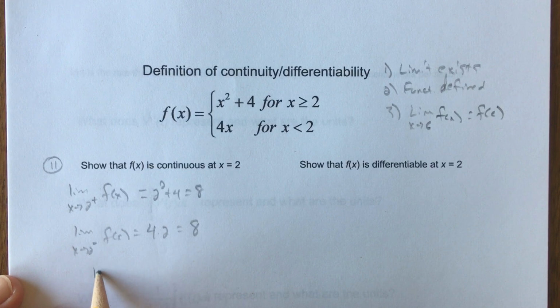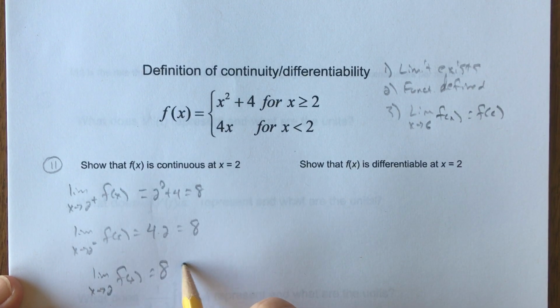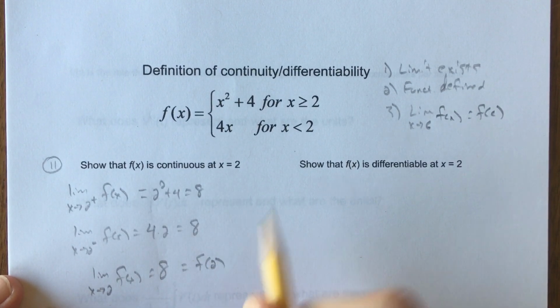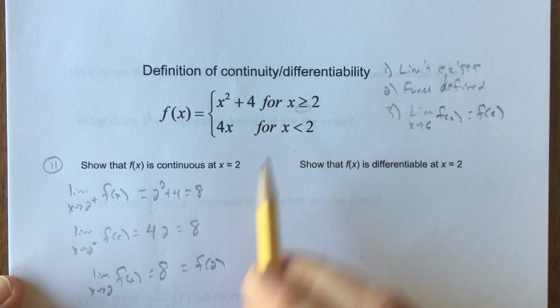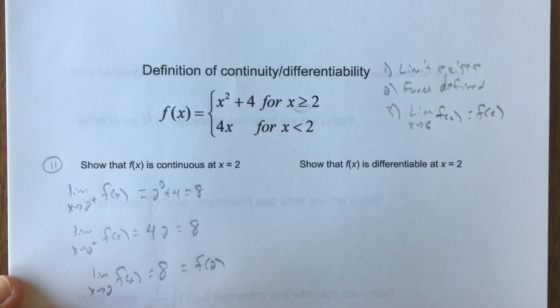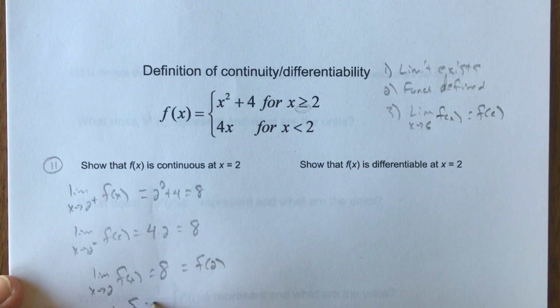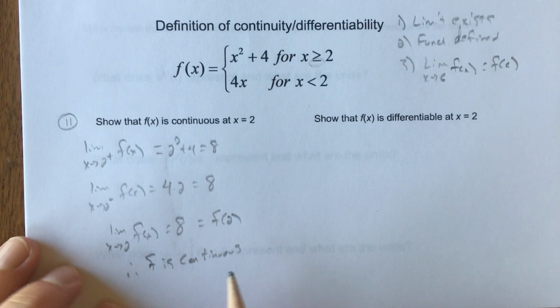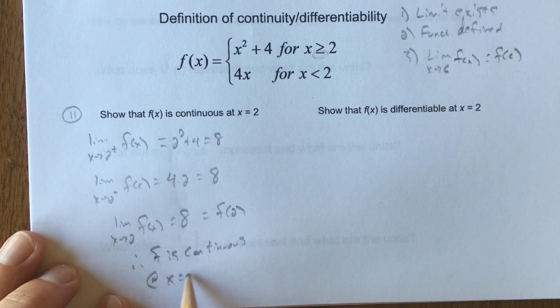So therefore, the limit as x approaches 2 is 8. And that equals f of 2, and the reason we know that is because it is defined right there. So therefore, f is continuous at x equal 2. Okay.